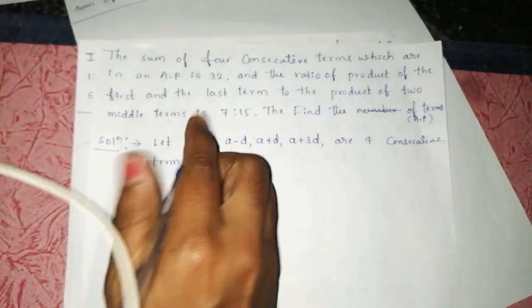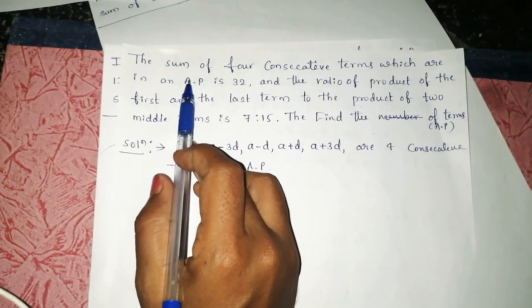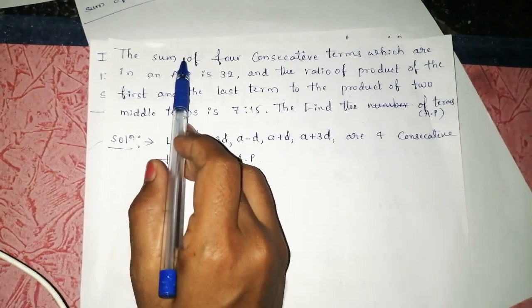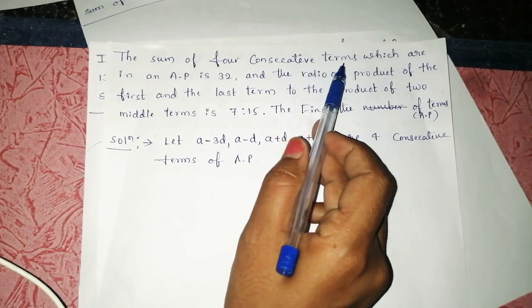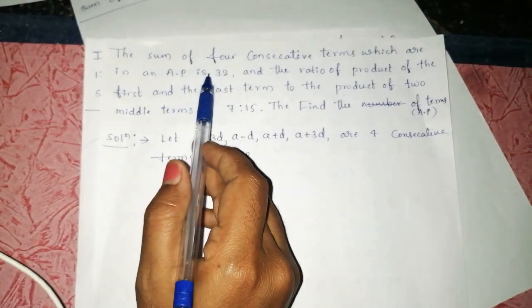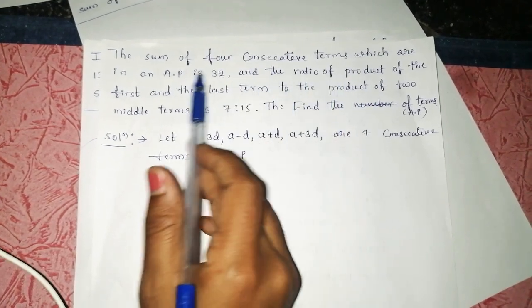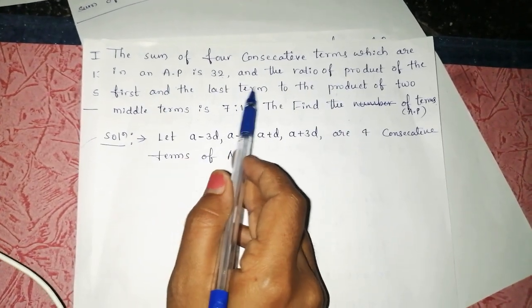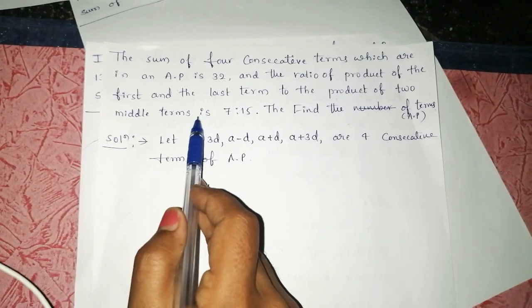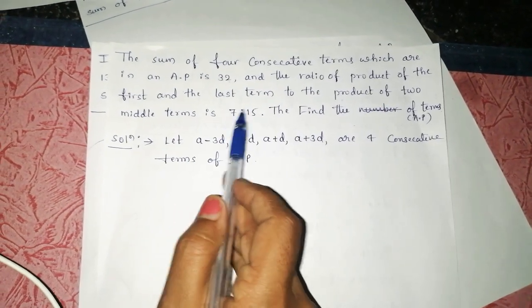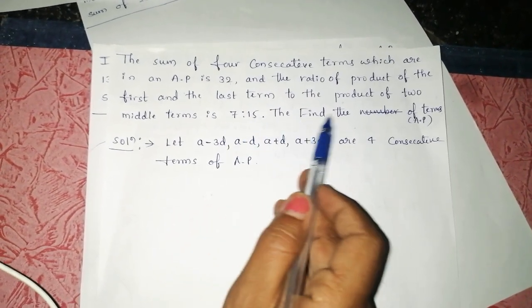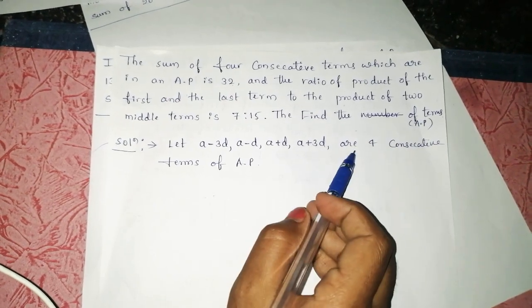And again here we have the second problem. I will read. The sum of 4 consecutive terms which are in an AP is 32, and the ratio of product of the first and last term to the product of 2 middle terms is in the ratio 7:15. Then find the terms of AP.